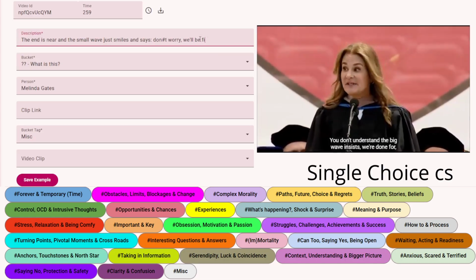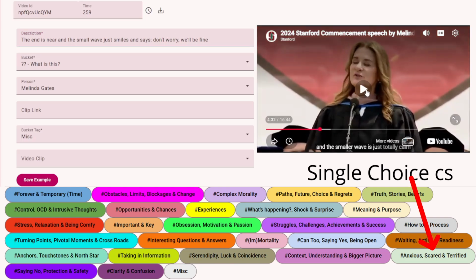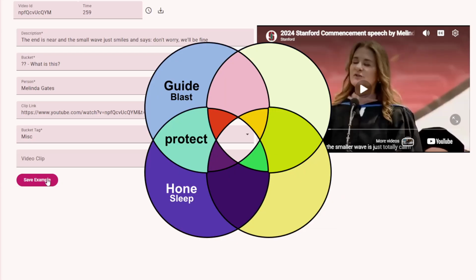And the small wave just smiles and says, "Don't worry, we'll be fine." "You don't understand," the big wave insists, "we're done for." Here, the choice keyword is worry. This again has to do with the future and also possibilities, in this case, negative ones. Worry I typically associate with protective rather than receptive, although there are exceptions, so beware of that.